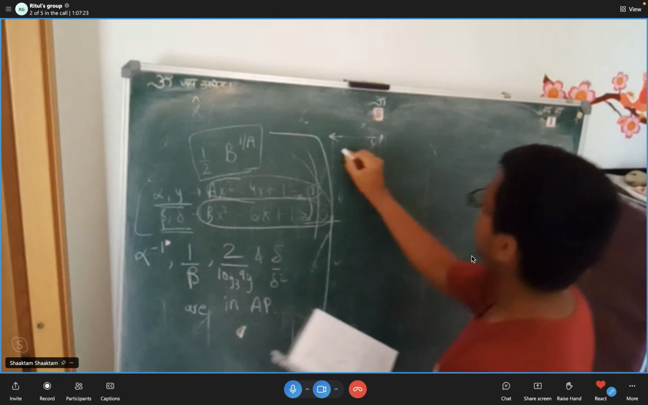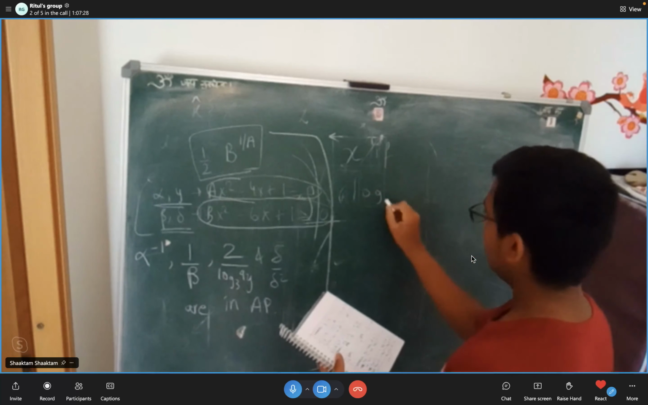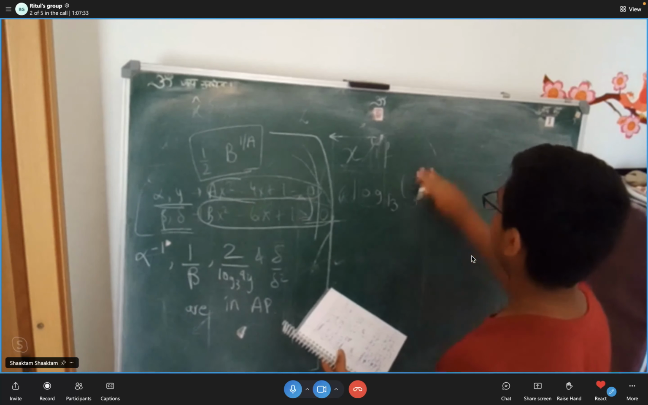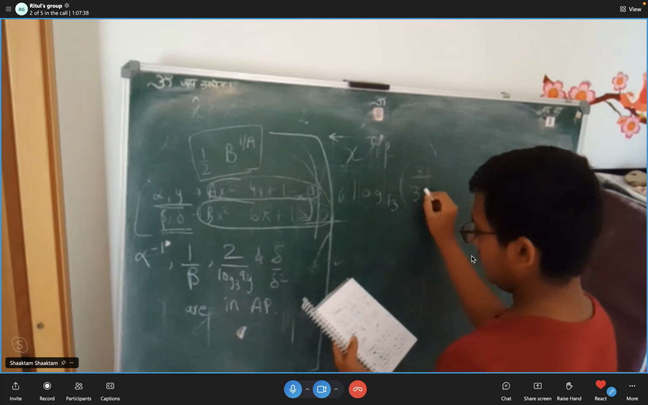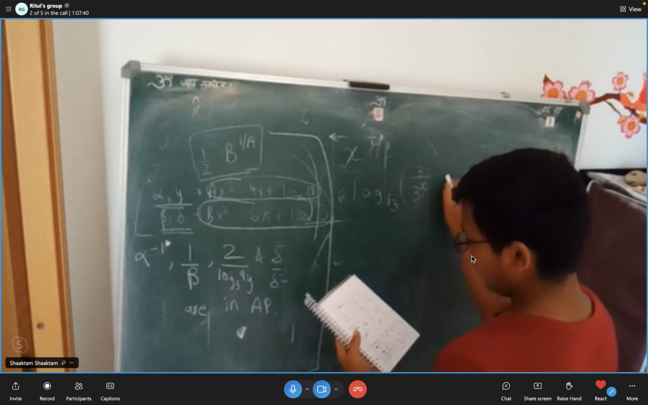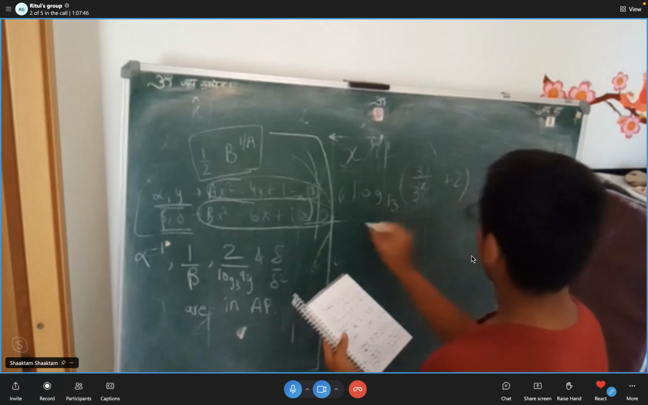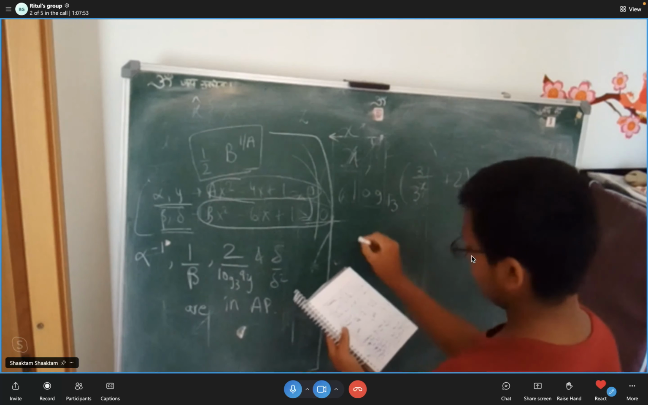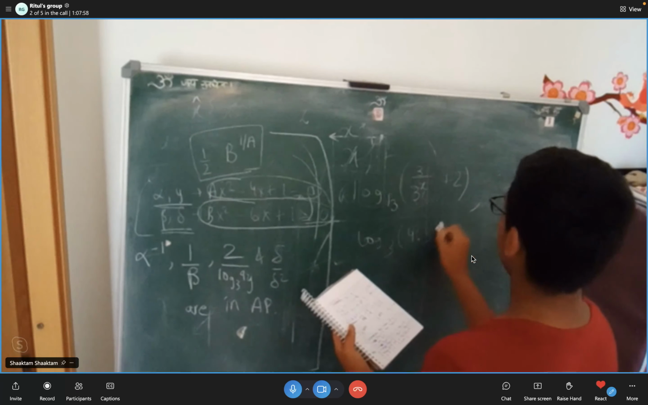In the next question, you need to find x if you have an expression log base root 3 of 3 by 3 raised to x plus 2. If I'll write a few terms. First, actually, it should be finding x if this term, log to the base root 3 of 3 by 3x plus 2, and log 3 of 4 into 3 raised to x minus 1.